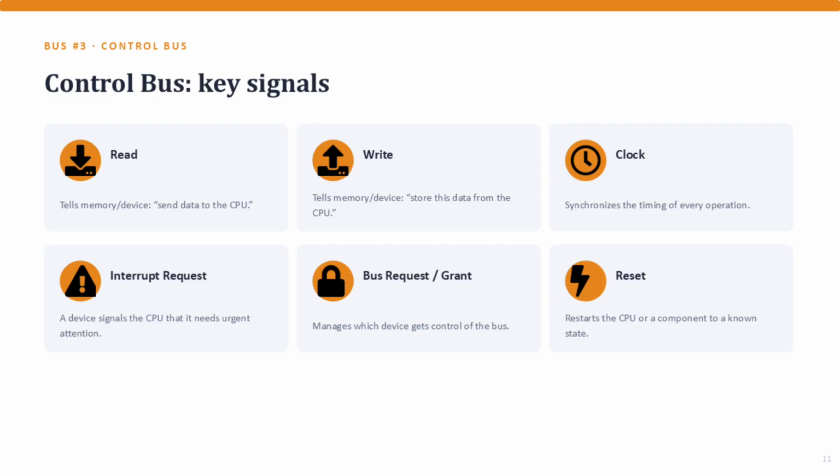Write signal. Now imagine the CPU has completed a calculation. Perhaps it has added two numbers or processed part of a program. The result must now be stored in memory. The CPU sends a write signal. This tells memory, I am sending you new data. Store it in the specified memory location. Memory accepts the incoming information and saves it. So, write means data travels from the CPU to memory.